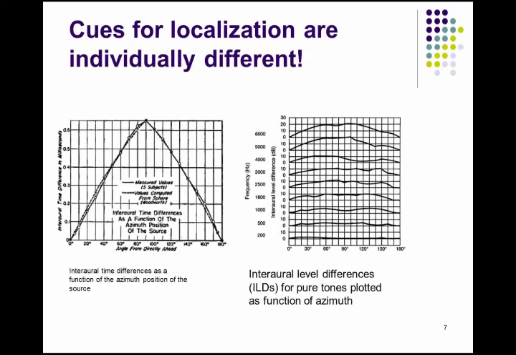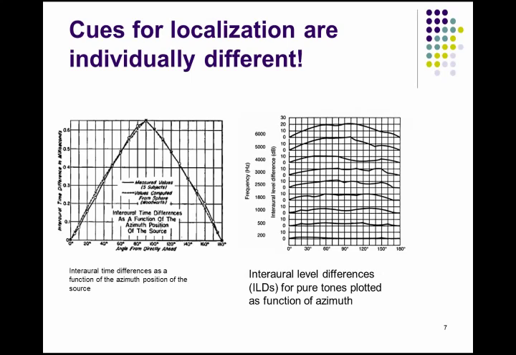Okay, these are some cues for localization to show you that they're individually different. Not much, but they are. These are two different people. Measured the interaural time difference as a function of the angle, and you see that this is a fairly straightforward line because at 0 degrees it's 0 and at 180 degrees 0, so just in front and just behind you, there is no interaural time difference, and in between it goes up pretty linearly up to 90 degrees, and then it goes down again.